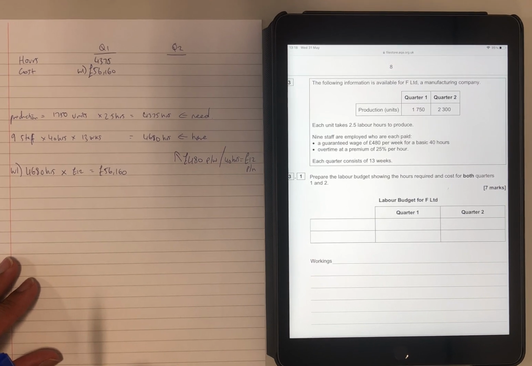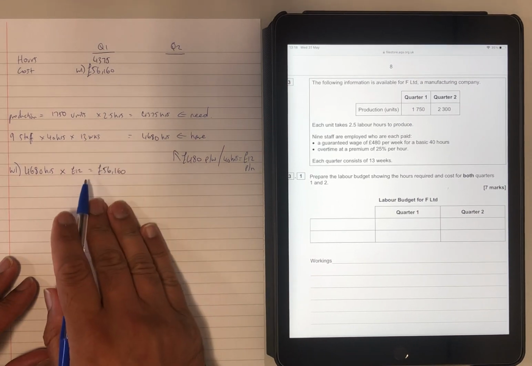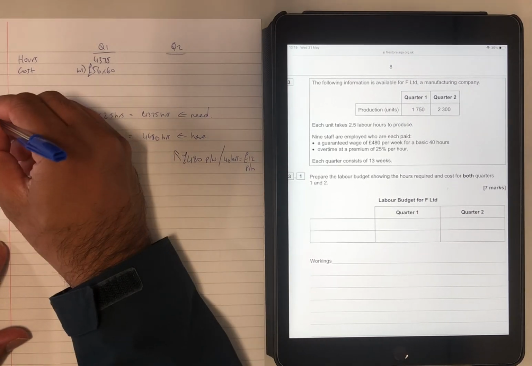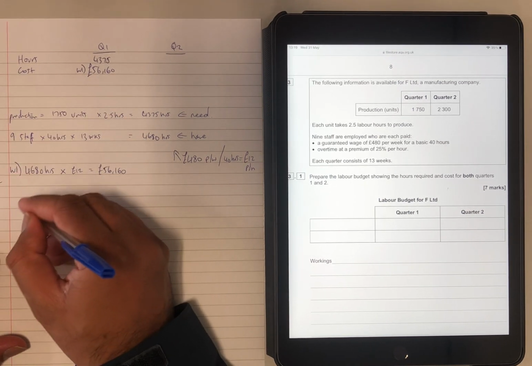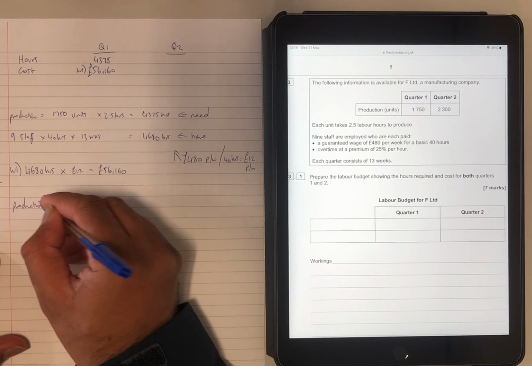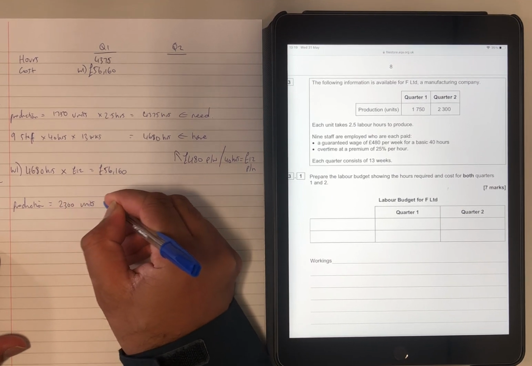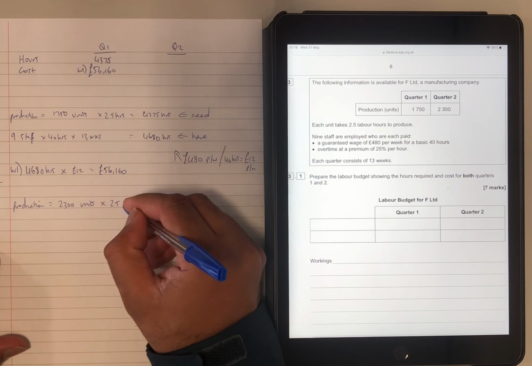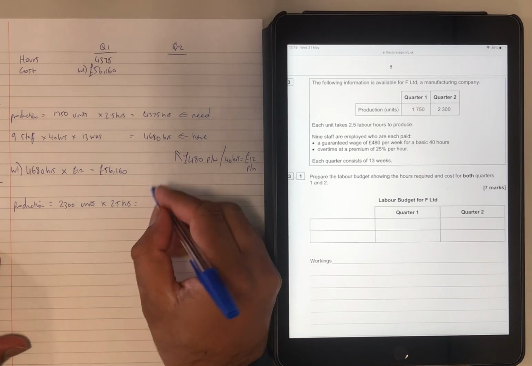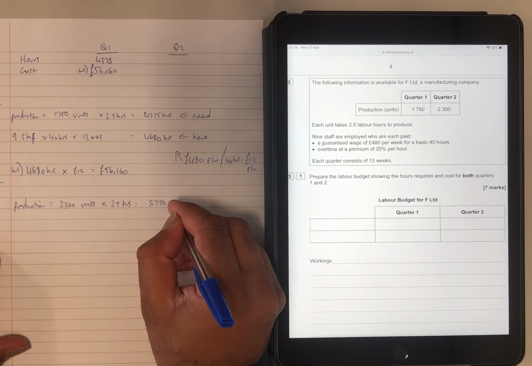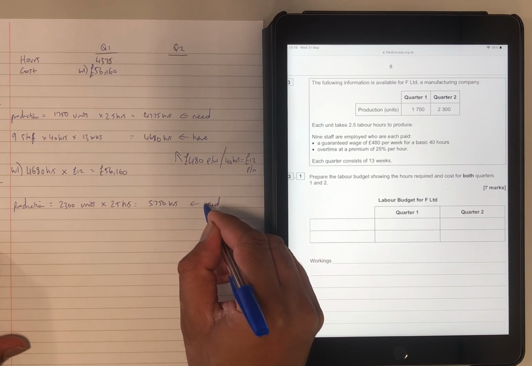Quarter 2, most likely it's expected to be the opposite, where we need overtime. We're going to do a similar format to quarter 1. In terms of production, we are going to have 2,300 units at 2.5 hours. 2,300 times 2.5 hours equals 5750 hours. That's the hours that we need.